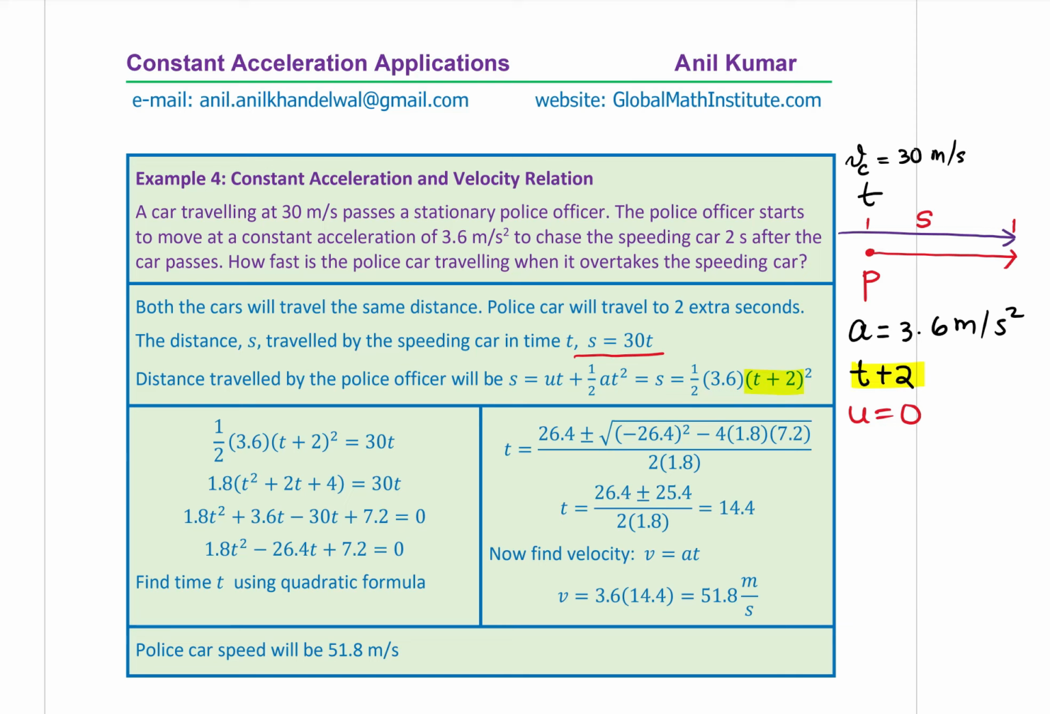Now, both these distances are equal. So basically, what we are saying is that the distance traveled by the car is equal to the distance traveled by the police officer.